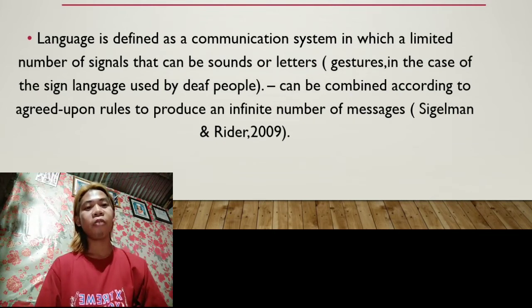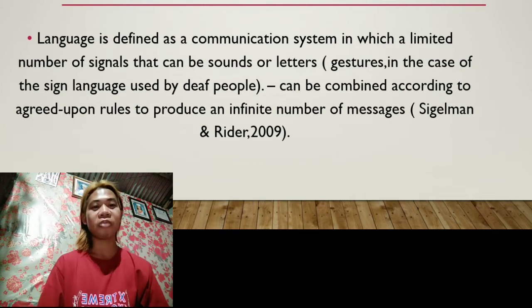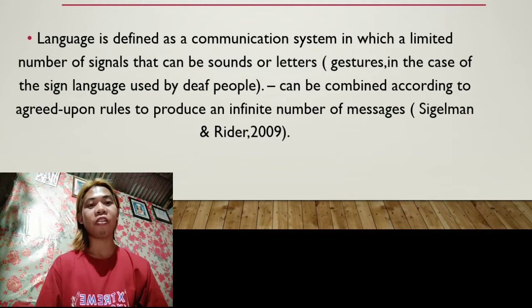In other countries, we also use language, because language is the process of how we communicate and interact with other people.